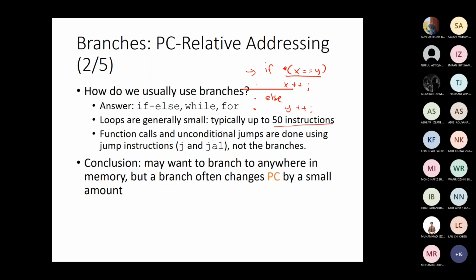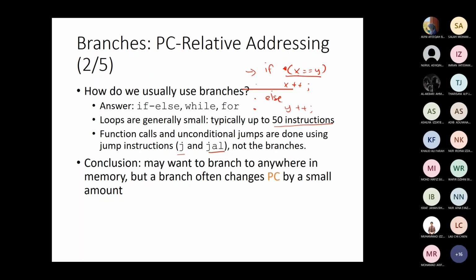So function calls and unconditional jumps are done using the jump instruction. Unless you need to go to a certain function outside of the main program, then we need to use the jump, or JAL. But for the rest, we use the branches.